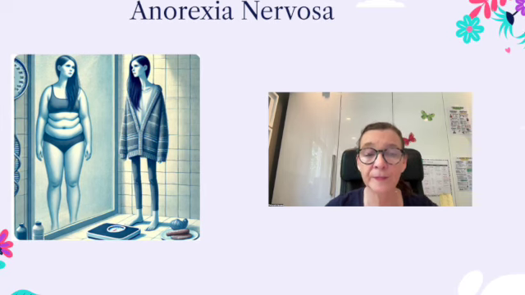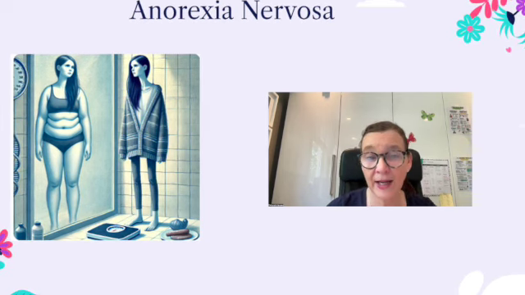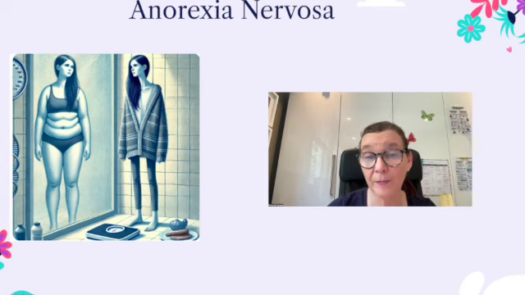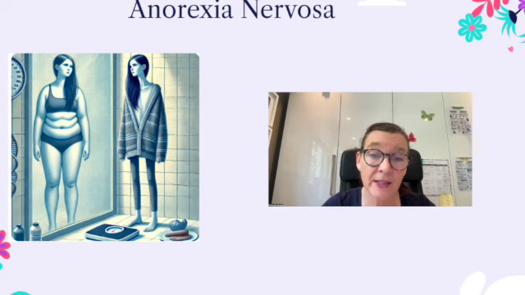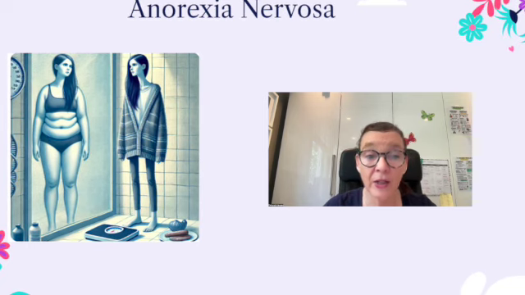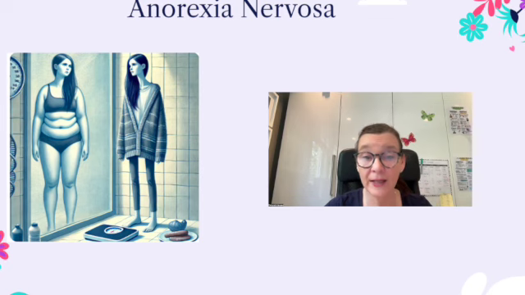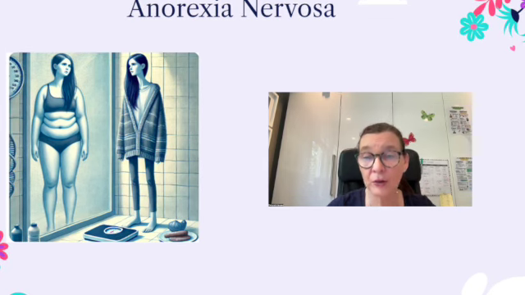First, the biological. Some individuals may have a genetic predisposition or neurotransmitter imbalance that affects appetite or anxiety. Studies have shown that people with anorexia may have altered levels of serotonin, a chemical that's involved in mood and eating behavior. Next, social culture.